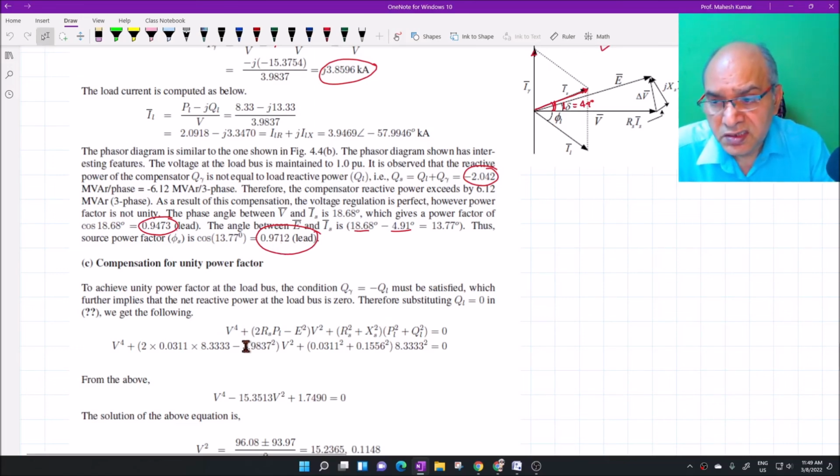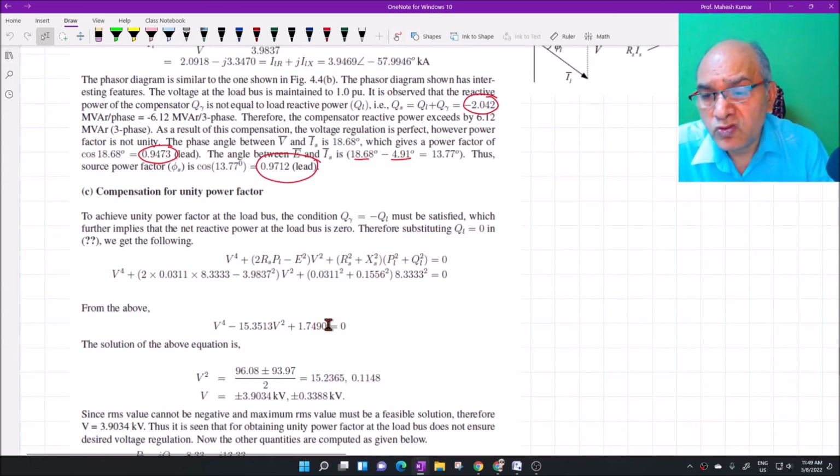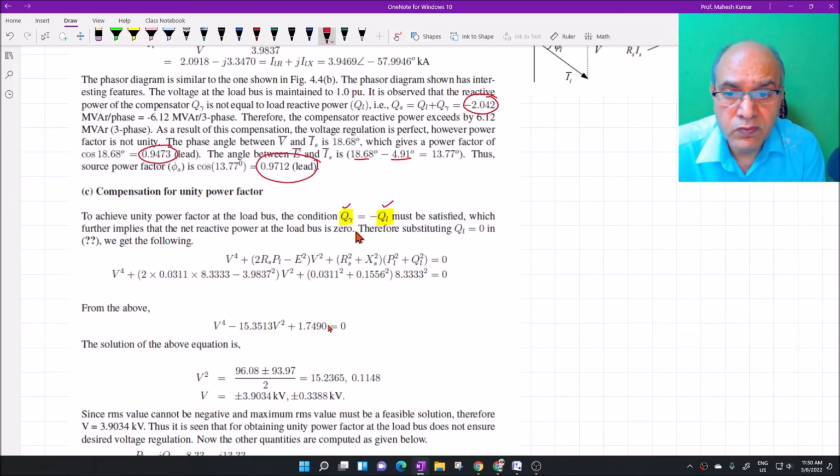Now the third part of this problem is to find out the voltage at the load bus when you want to achieve unity power factor at the load bus. So for unity power factor of the load bus, all reactive power at the load is supplied by the compensator, so that the power factor at the load bus becomes unity. So when you substitute this, the QS equals to 0. So using this expression for QL as 0, actually this is QS, because QL becomes QS, and this becomes 0, net power of the load is 0. So only PL is there.